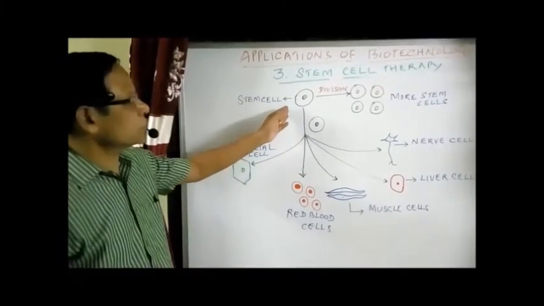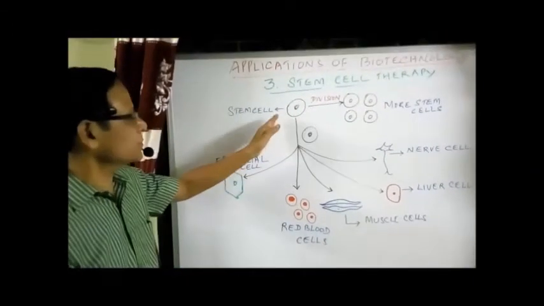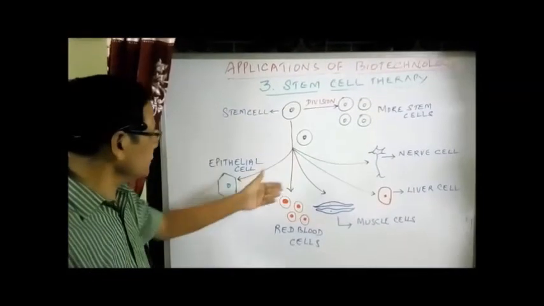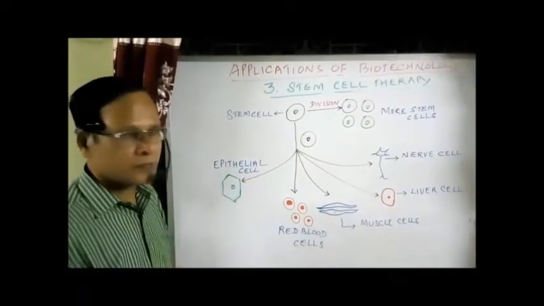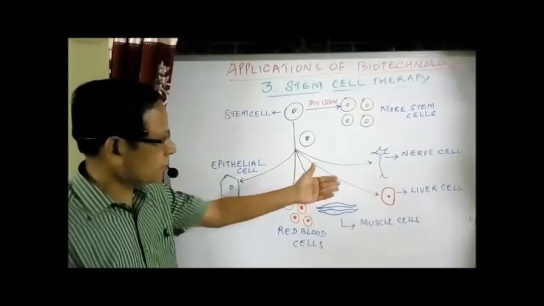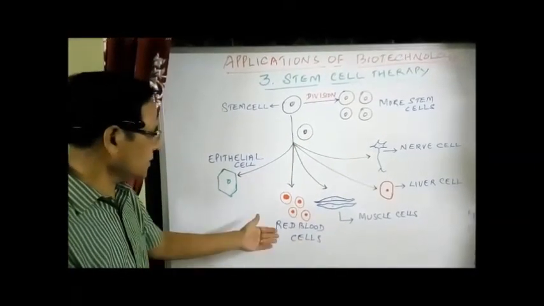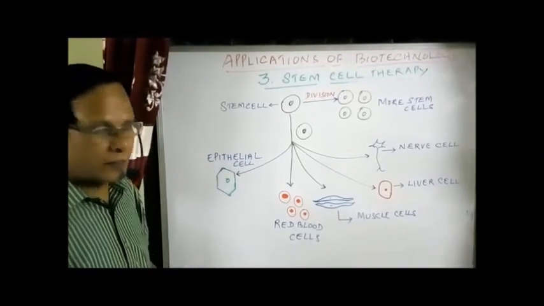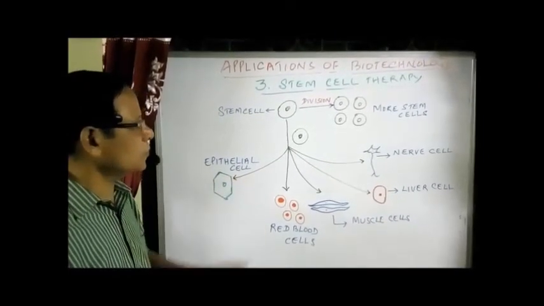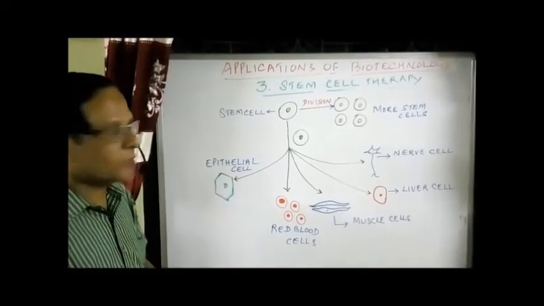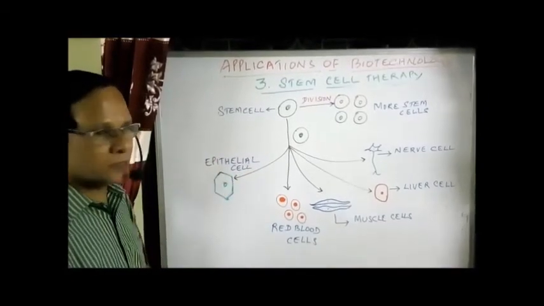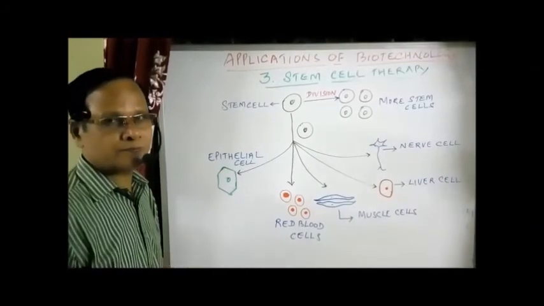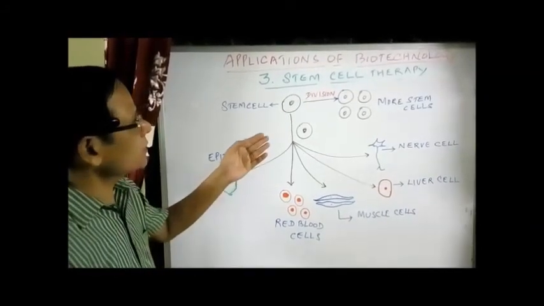This diagram shows the undifferentiated stem cells. They are in a state of division, and then they are differentiated into different types of cells, either nerve cells, liver cells, muscle cells, red blood cells, epithelial cells, or any other cell types. Here I represent only a few as per the book. So many cells have been derived from stem cells. That's why they are used in cell-based therapies. So that's all about stem cell therapy.